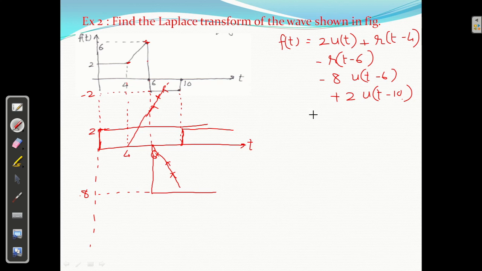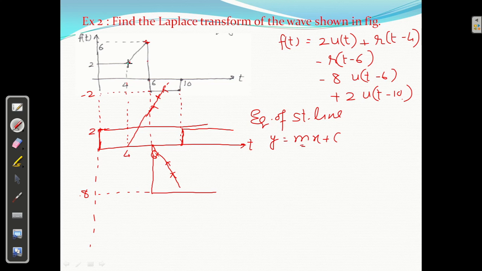2 u of t plus r t minus 4 minus r t minus 6 minus 8 u of t minus 6 plus 2 u of t minus 10. Right? Since equation of straight line, because ramp function का magnitude क्या है? Okay, so this is straight line. So y equal to mx plus c. What is m? Slope. कितना slope? Height कितनी है? 6 minus 2 4.